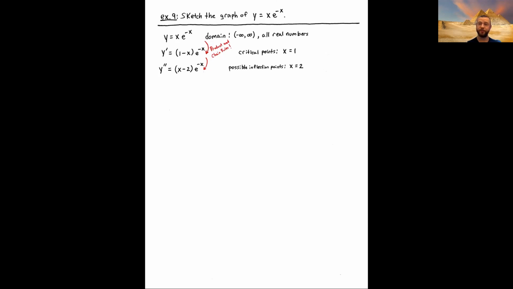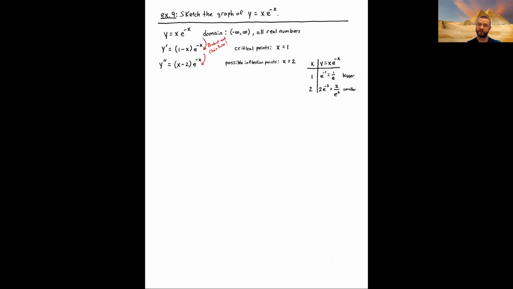Get in the habit, as soon as you figure out an x coordinate of interest, either a critical point, possible inflection point, or something of that nature, of figuring out the corresponding y coordinate. Let's plug each of those into the original function. This is a little trickier to compare since exponential values aren't quite as familiar to you. And what you find is at x equals 1, the y value, e to the negative 1, is bigger than the y value when x is 2. e to the negative 1 is bigger than 2 times e to the negative 2.